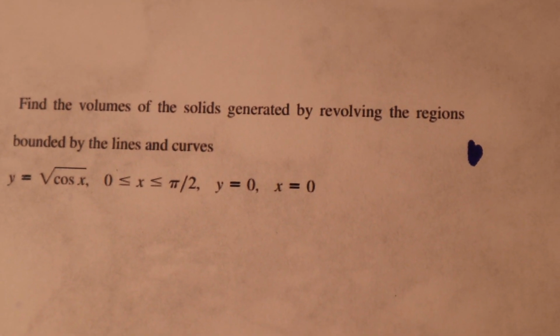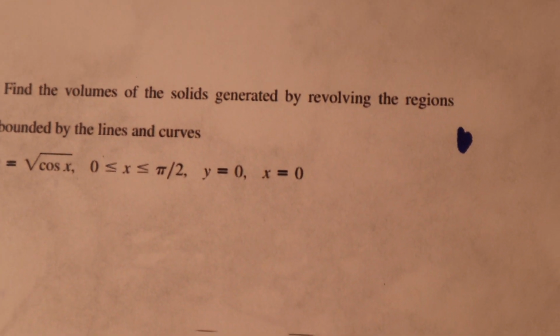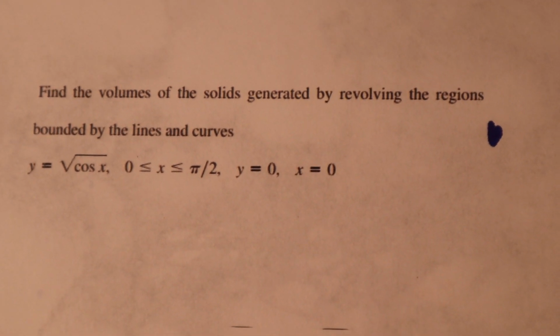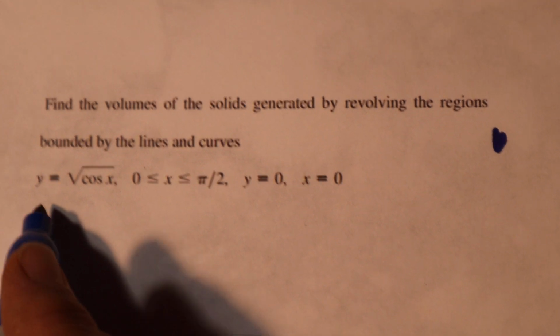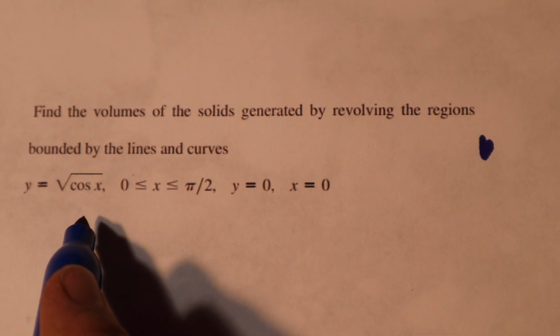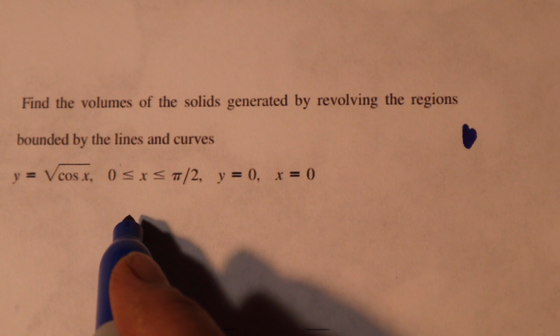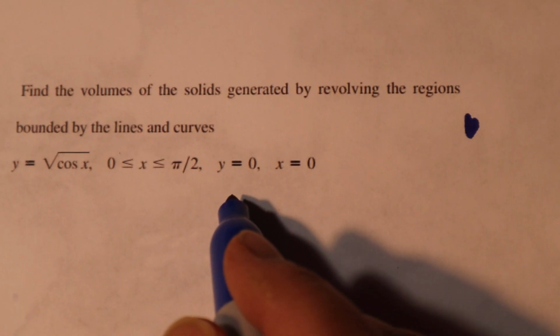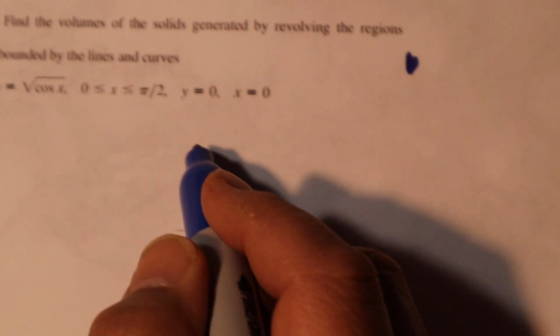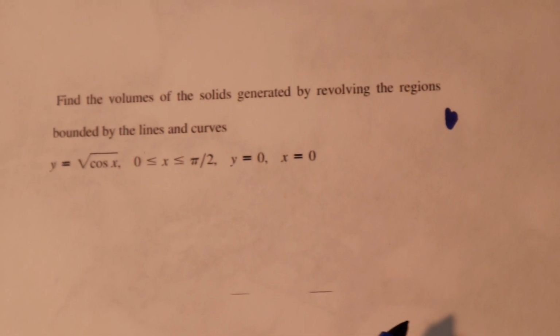Find the volumes of the solids generated by revolving the regions bounded by the lines and curve. We have this example: given function y equals square root of cosine x, and the x bounds from 0 to pi over 2, and y equals 0 and x equals 0. So let's do that. How do you do that?